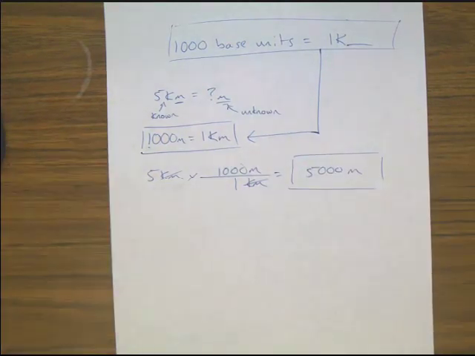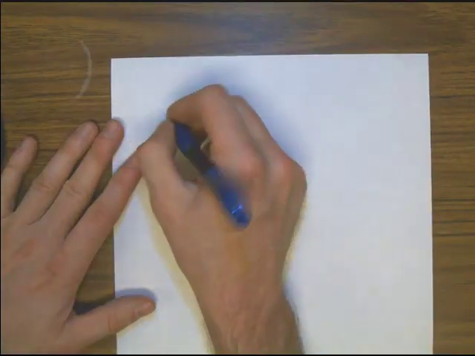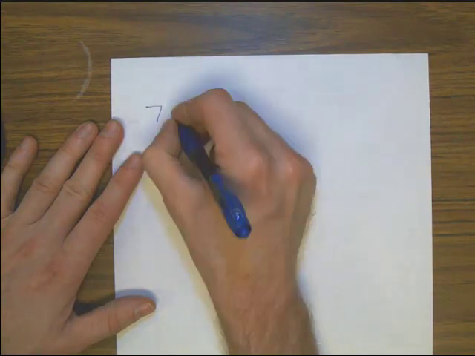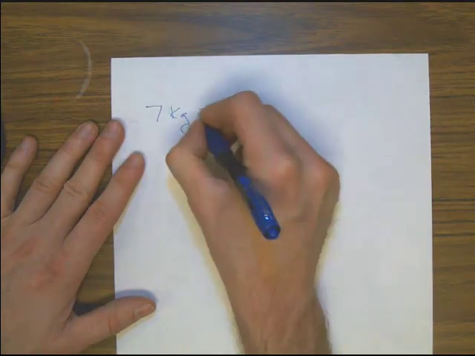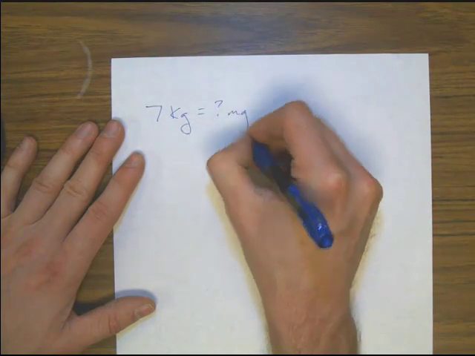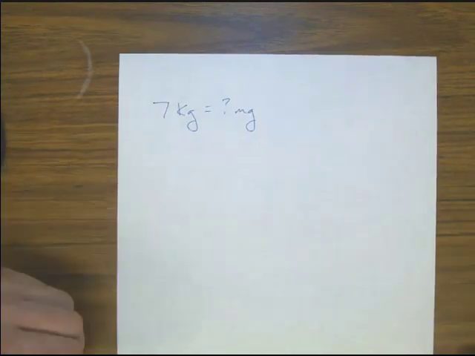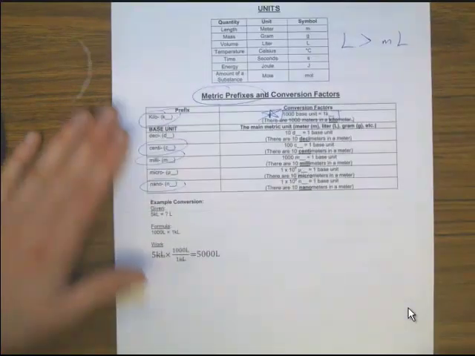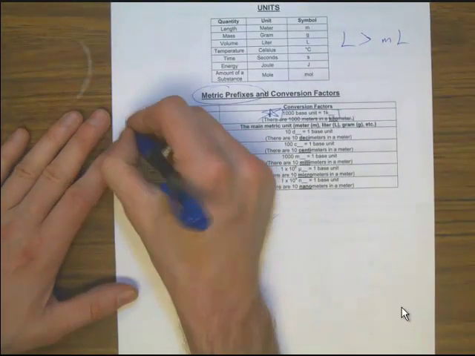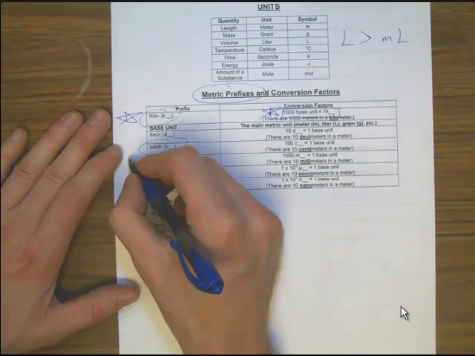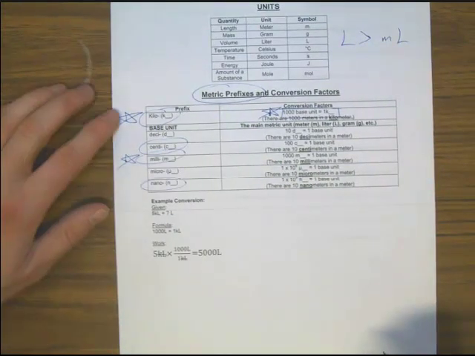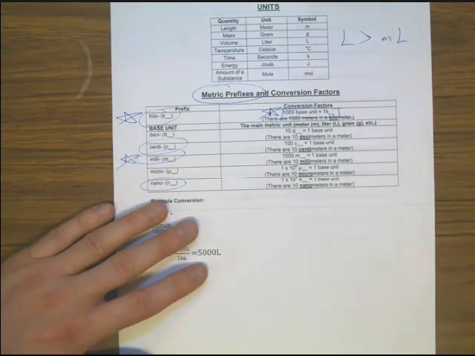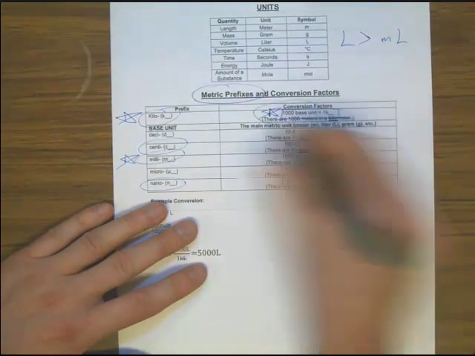Now, there are some problems where we have to deal with 2 conversions. I'll show you an example of this. Say I'm dealing with 7 kilograms, and I want to know how many milligrams that is. Well, to solve this problem, I again look at all the conversion factors we have for this class. So I know that I'm dealing with kilo, and I'm also dealing with milli, because the problem's starting with kilograms and I'm going to milligrams. That means that I'm going to have to use 2 conversion factors.